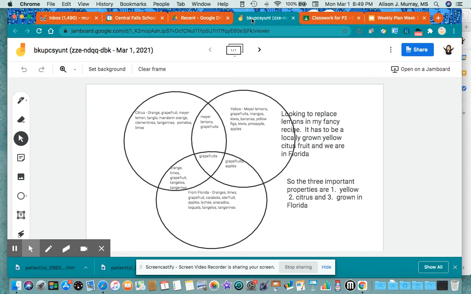I know it has to be yellow. I know it has to be citrus. I know it has to be grown in Florida. So I write down every citrus fruit there is here. I write down every yellow fruit there is here and every one in Florida here. Then I take these 2 groups and what's in both of them, I write there. These 2 groups, what they have in common, I write there.